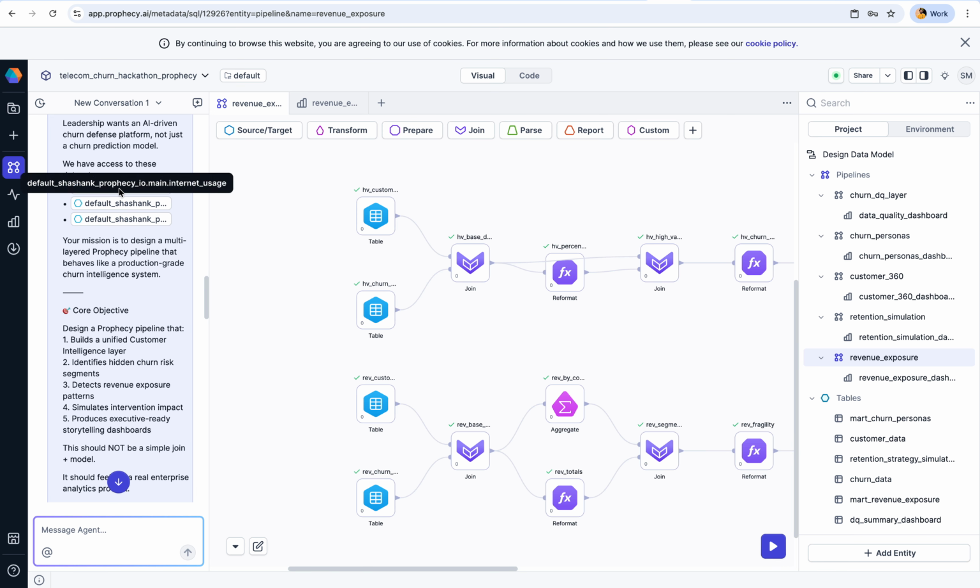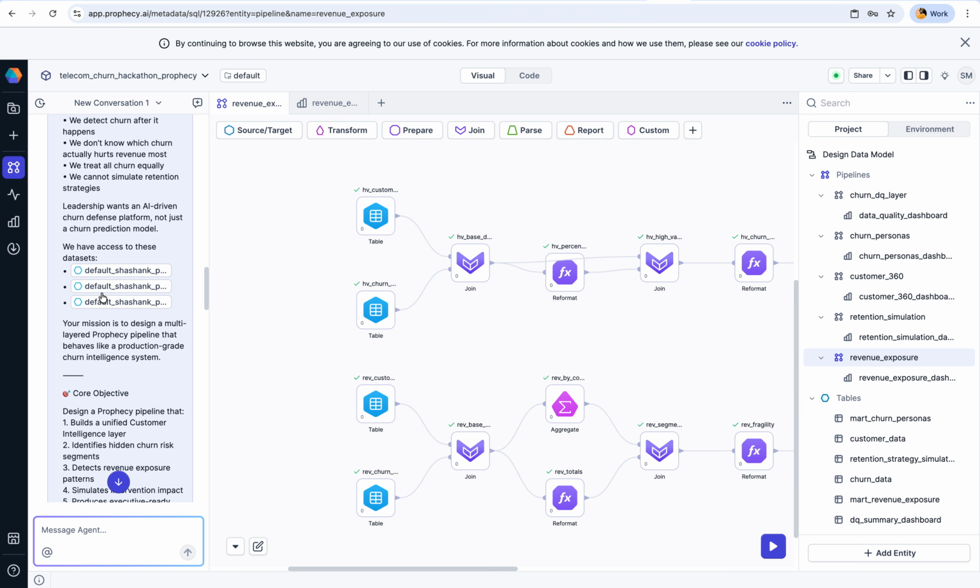The agent was able to refer to the data sets as the context provided, the whole AI agent understood the problem statement, and based on these data points it derived all five data pipeline layers. That is what this project is all about. What started as a churn data set became a churn intelligence system, and that too using the Prophecy AI agent. That is pretty much what I had to demonstrate, and I'm looking forward to the feedback. Thank you guys.